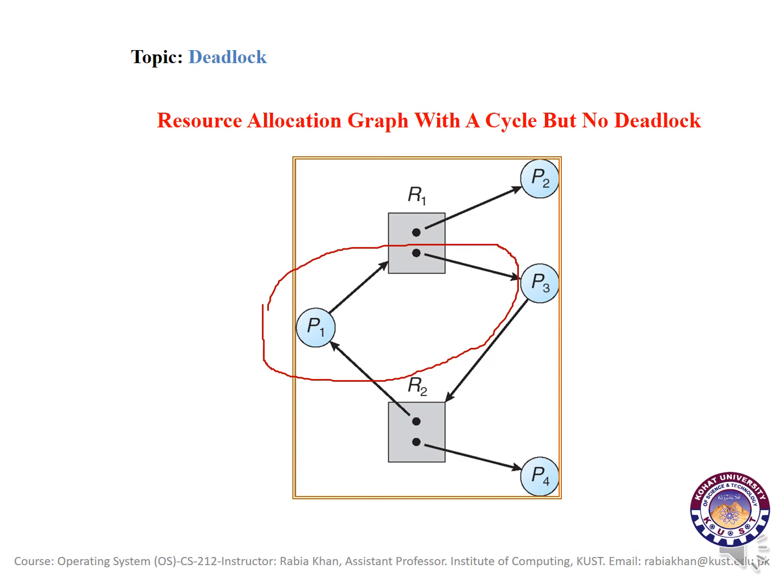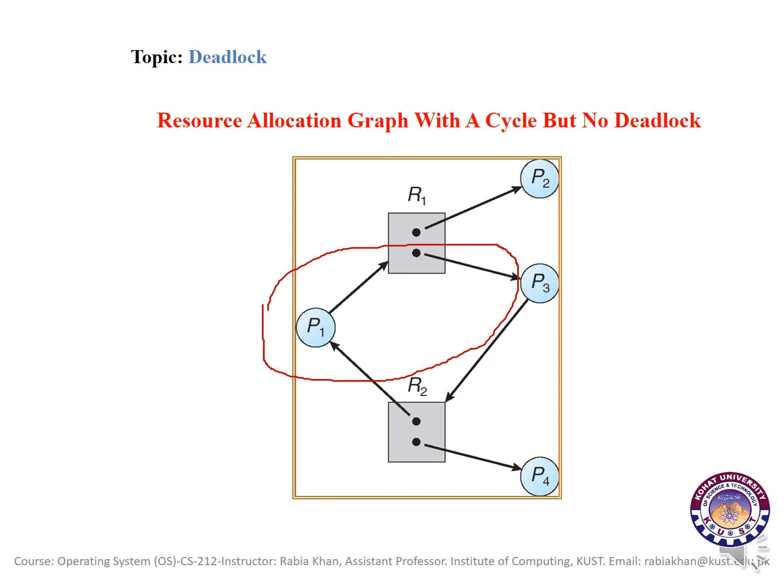Both the resources have two instances. One instance of resource R1 is with process P2 and other instance is with process P3. Similarly, one instance of resource R2 is with process P1 and other instance is with process P4. Since P2 and P4 have no further request, they can break the circle between P1 and P3.